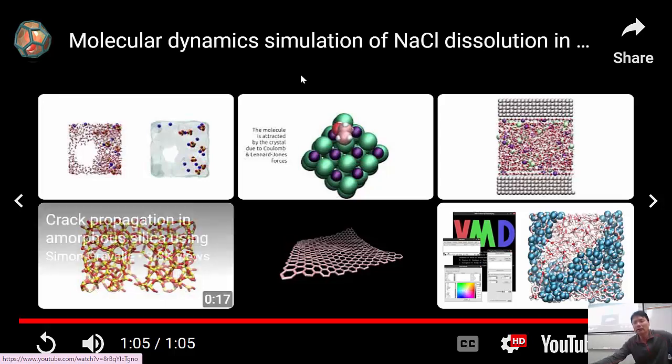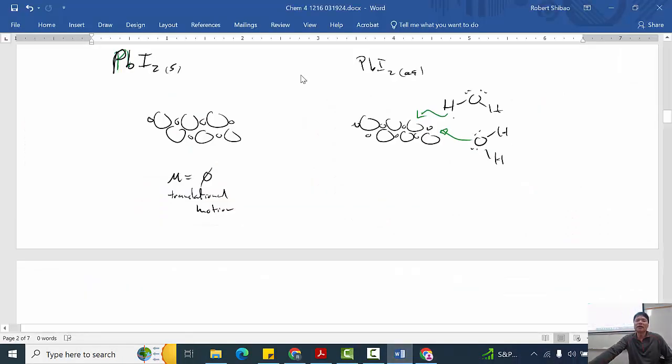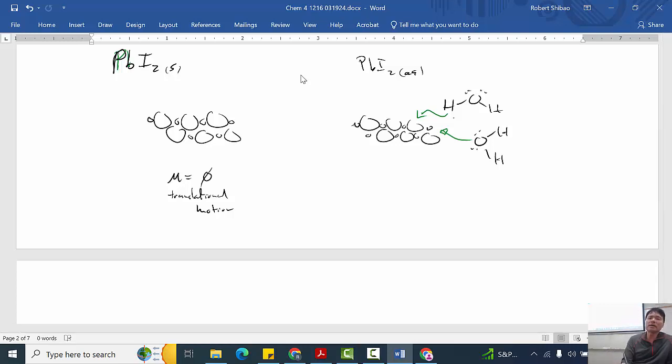So that brings up a conflict in the naming of lead 2 iodide. And so what we say is very little dissolves. Very limited solubility.